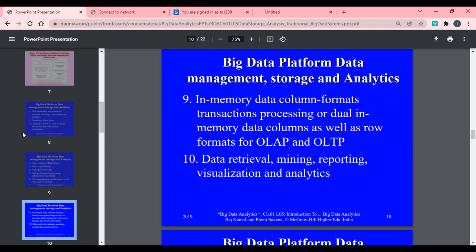That's mining. Reporting means what time we are going to take the data. Visualization is some visual effects we use with the data management. In analytics, we are going to analyze, we are going to check, we are verifying the data. That is called data analytics. Okay, next we move on.